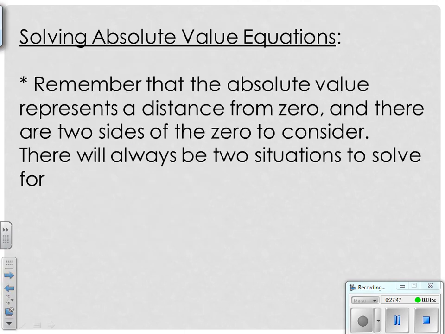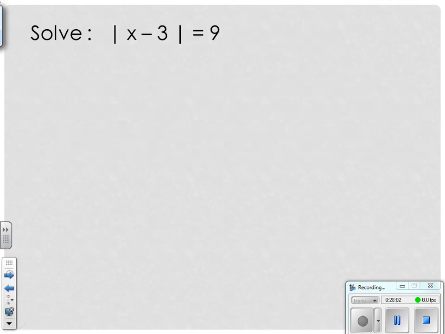Absolute value equations are also reviewed and dealt with in this section 6. Remember that the absolute value represents a distance from 0, and there's two sides of 0 to consider. So when you're solving absolute values, you're always going to have to solve two situations. Let's start out with an easy one to review. So the absolute value of x minus 3 is equal to 9.